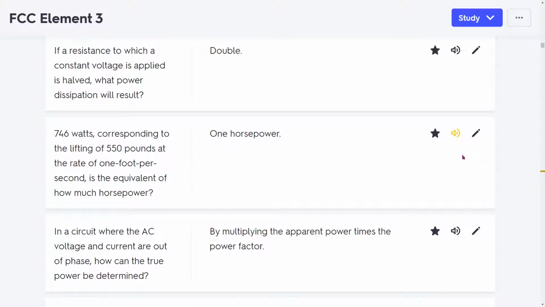746 watts, corresponding to the lifting of 550 pounds at the rate of 1 foot per second, is the equivalent of how much horsepower? 1 horsepower. In a circuit where the AC voltage and current are out of phase, how can the true power be determined? By multiplying the apparent power times the power factor.